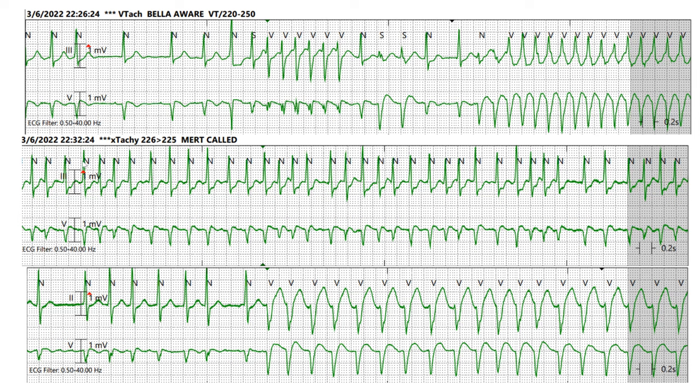Correct. And then in the lower panel, there is clearly a change in axis from N, N, N to V, V, V, and then very wide. So this is probably double tachycardia, AFib going into polymorphic VT.